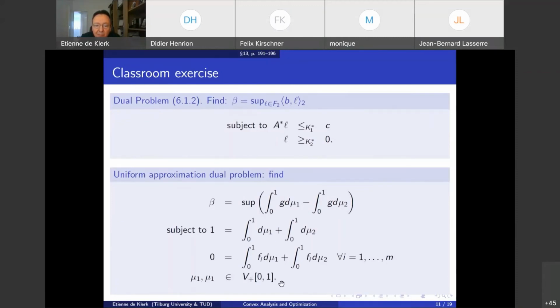So these actually have to belong to the cone of non-negative Borel measures on [0, 1]. And let's just look, without further verifying, it's easy for you to verify that this is the correct dual.